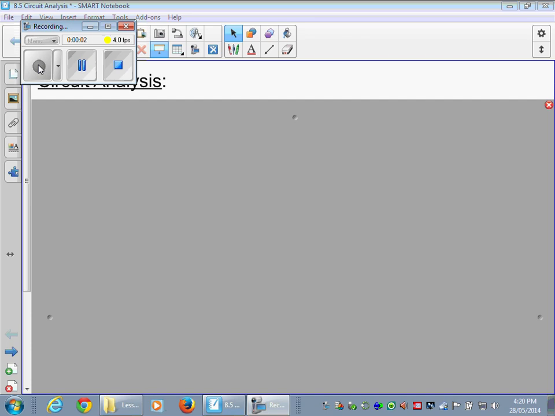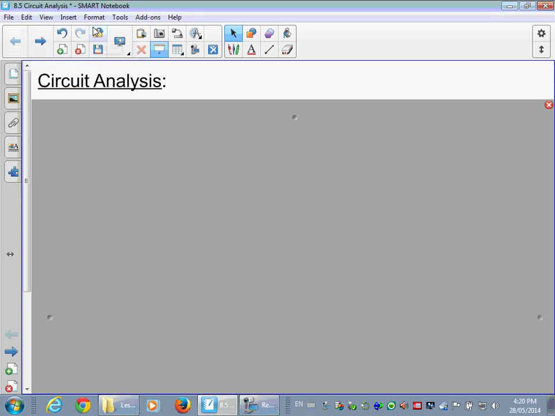Okay, here we go. This is where we put it all together. So far we've looked at what voltage is, we looked at what current is, we've looked at Ohm's law and resistance, we've looked at resistance in series circuits and parallel circuits, and we looked at Kirchhoff's laws.